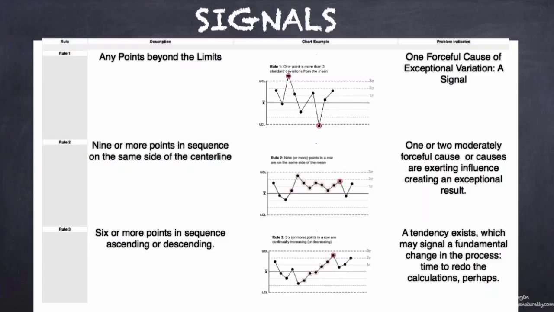It wasn't random. And how did he get to these numbers, like the number 6, 6 in sequence ascending or descending, and the number 9 in sequence on the same side of the center line?